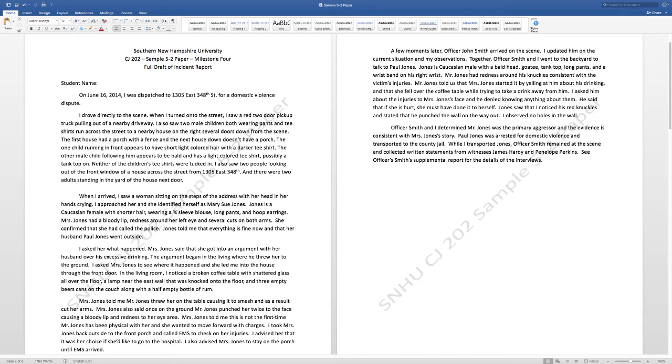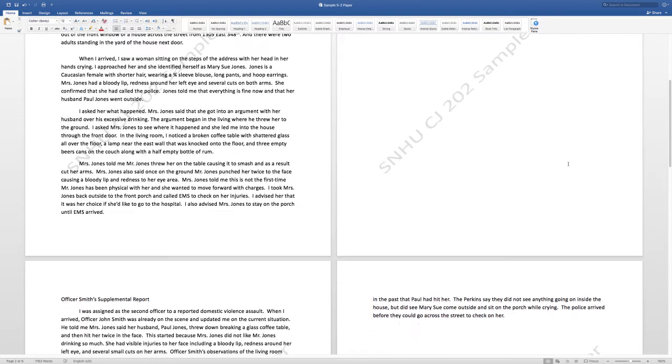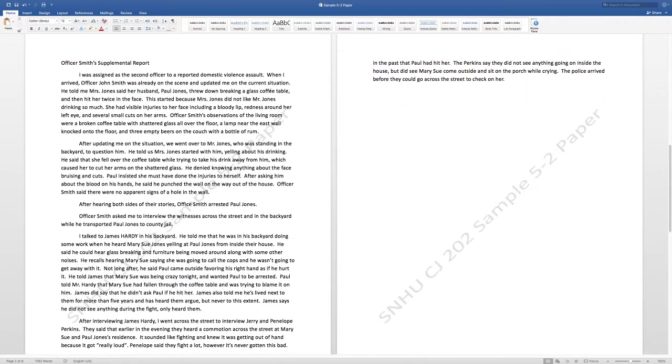Over here on page 2, Officer John Smith arrived on scene. I updated him on the current situation and observations. They went to the backyard. Here's your interview of Paul Jones. You get down here that Smith and I determined that Jones was the primary aggressor, so you arrested him. You're going to transport, and it says Officer Smith remained at the scene and collected written statements from witnesses James Hardy and Penelope Perkins. See Officer Smith's supplemental report for the details of those interviews. That's going to be page 3. Do a page break or whatever and just start writing.